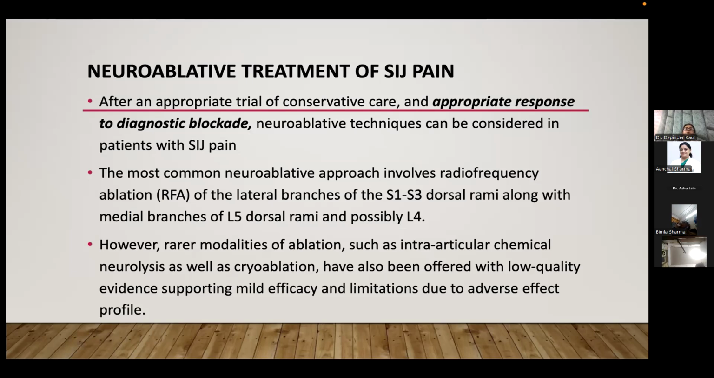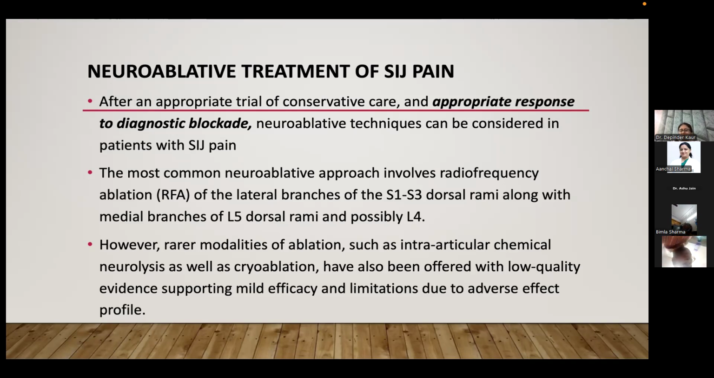Now coming to the neuroablative treatment of SI joint pain. After an appropriate trial of conservative care and an appropriate response to the diagnostic block, neuroablative techniques can be considered in patients who have SI joint pain. The most common neuroablative approach involves radiofrequency ablation of the lateral branches of S1 to S3 dorsal rami, along with the medial branch of the L5 dorsal ramus, with the possibility of L4. Rare modalities like intra-articular chemical neurolysis of the joint or cryoablation have very low evidence in support of their efficacy.